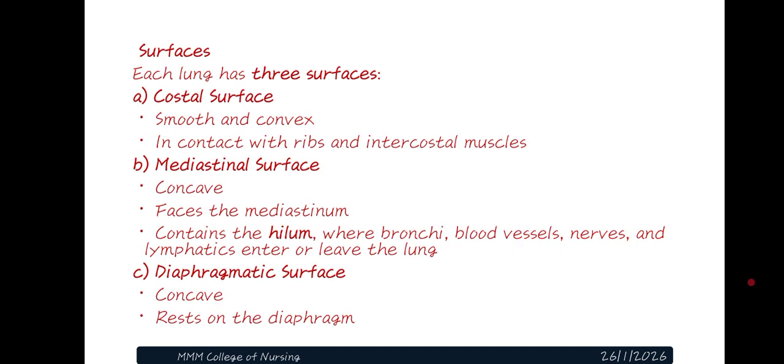Coming to the surfaces, each lung has three surfaces: costal surface, mediastinal surface, and diaphragmatic surface. The costal surface is smooth and convex, in contact with the ribs and intercostal muscles. Mediastinal surface is concave, faces the mediastinum. It contains the hilum where bronchi, blood vessels, nerves, and lymphatics enter or leave the lung. And the diaphragmatic surface is concave, rests on the diaphragm.